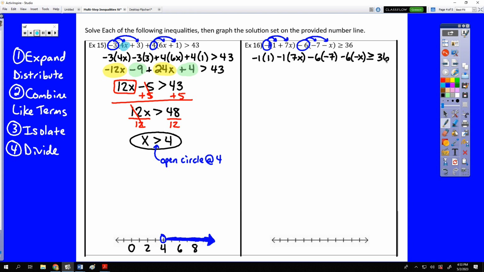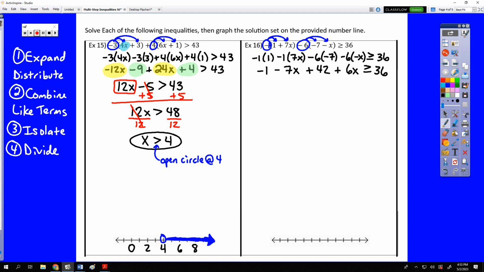We are going to do negative 1 times 1, negative 1 times 7x, negative 6 times negative 7, negative 6 times negative x. And then we're going to multiply those things out, which would be negative 1 minus 1 times 7 is 7x, plus, because a negative times a negative is a positive, 42, plus 6x, because negative 6 times negative x is positive 6x. This takes care of the expand step, where we distribute to get rid of the parentheses.